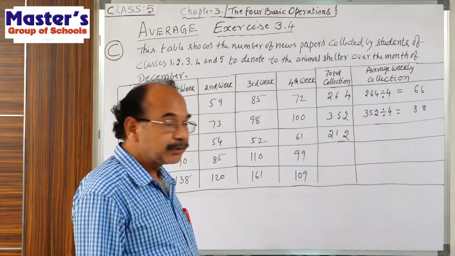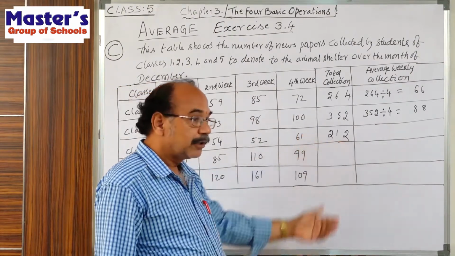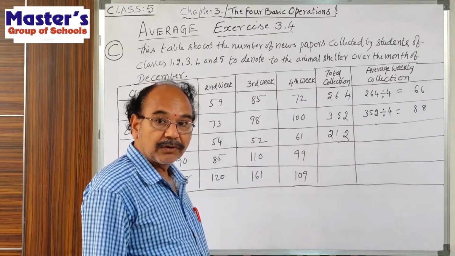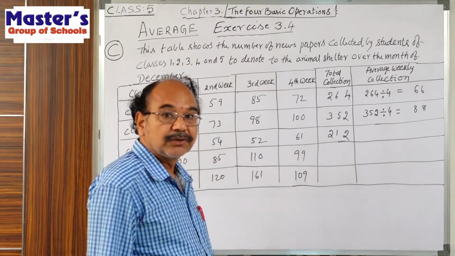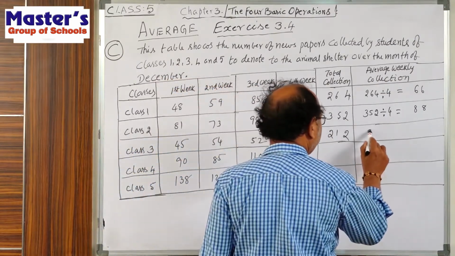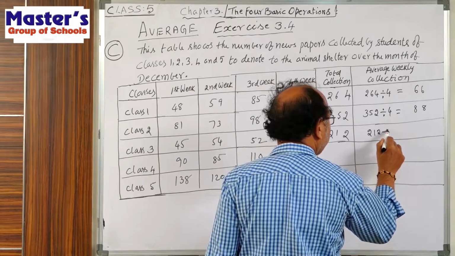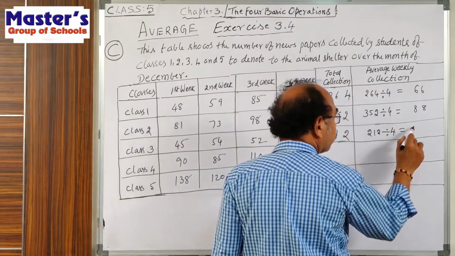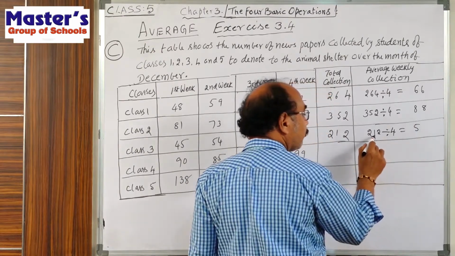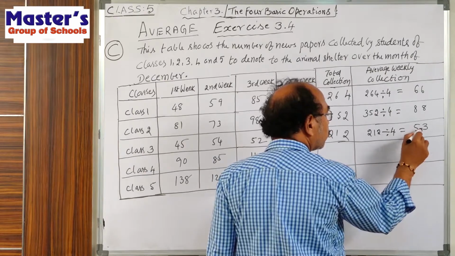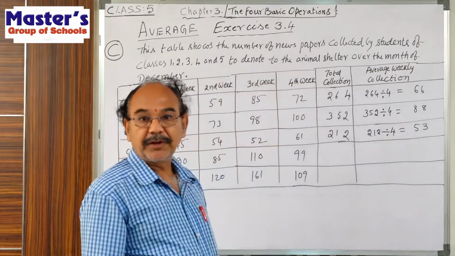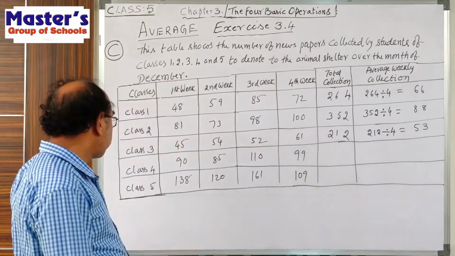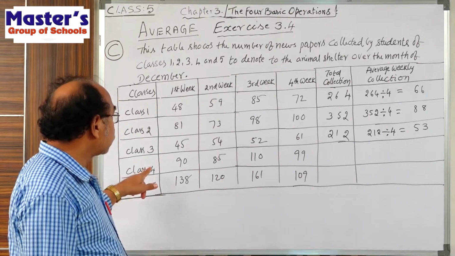To find the average, divide the total by 4. 4 weeks, so divide by 4. 212 divided by 4. Now after the division, 4 5s are 20. 1 remainder 12. 4 3s are 12. 53. Okay, children, see. Now come to class 4.